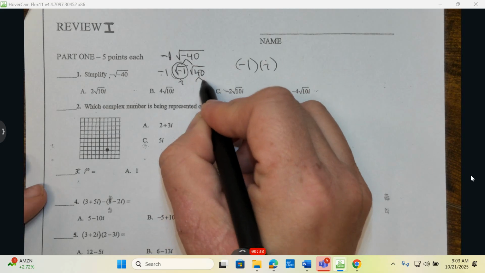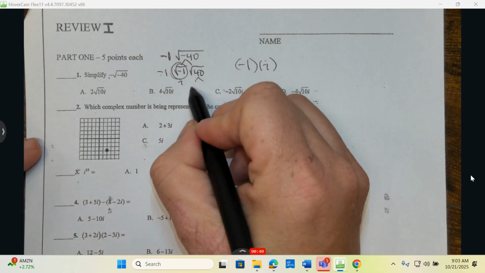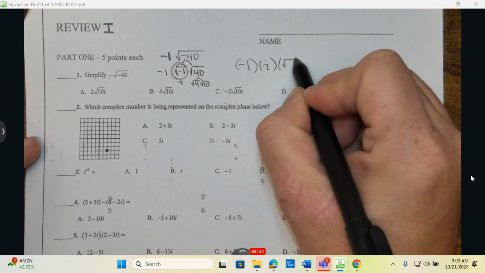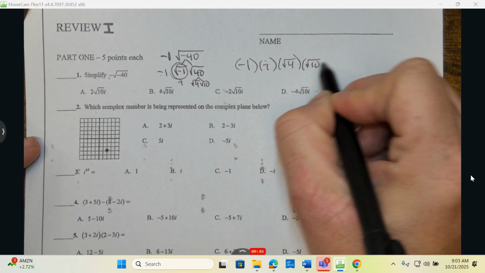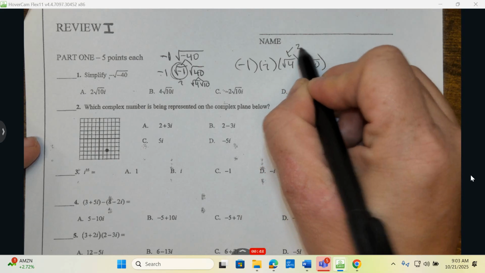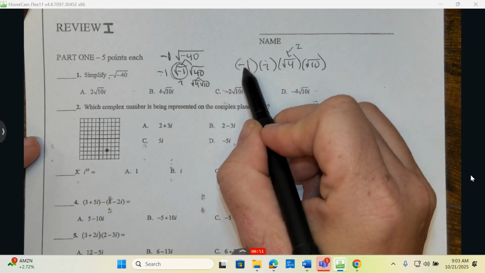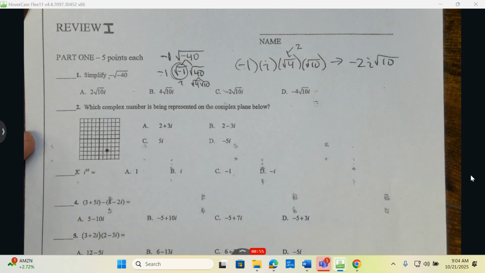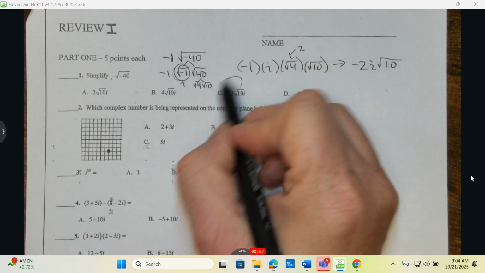And now I can break down 40. I'm looking for the largest perfect square that divides into 40, which is 4, and 4 times 10. Okay, we know the square root of 4 is equivalent to 2. So negative 1 times 2 is negative 2i square root of 10, and let's find that. That's going to be option C.